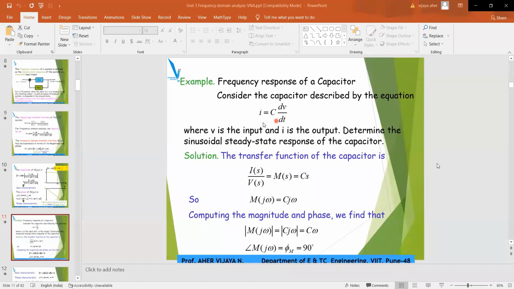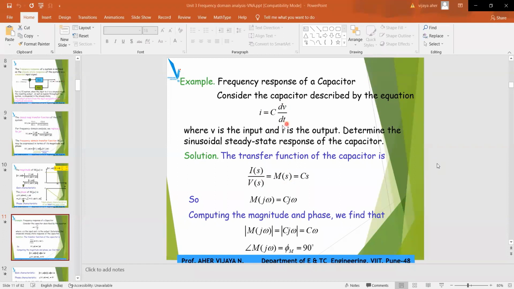So the same equation I have written over here by taking Laplace transform. Transfer function is nothing but the ratio of output to the input, Laplace of output to the Laplace of input. In our case, output is current, so I have taken I of S. Input is voltage, so I have taken V of S. This is nothing but the transfer function for capacitor. I of S divided by V of S is the transfer function of capacitor. In frequency domain analysis, this transfer function is denoted by the letter M, so it is M of S.